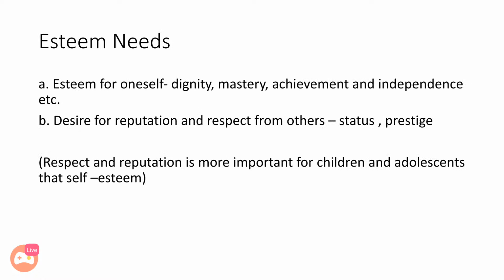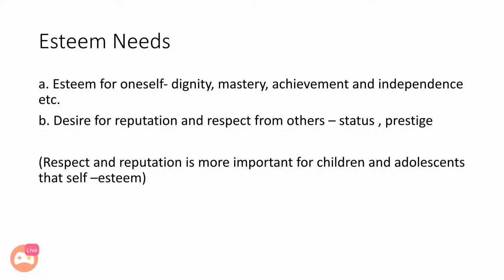And then there is a fourth category, that is esteem needs. This is important. So what are esteem needs? Esteem needs can be categorized into two parts, esteem for oneself and desire for reputation and respect from others. These are the two needs according to Maslow, okay. So esteem for oneself, which simply means mastery, dignity, achievement and independence. What are the examples? Mastery, dignity, self-respect, achievement and independence.